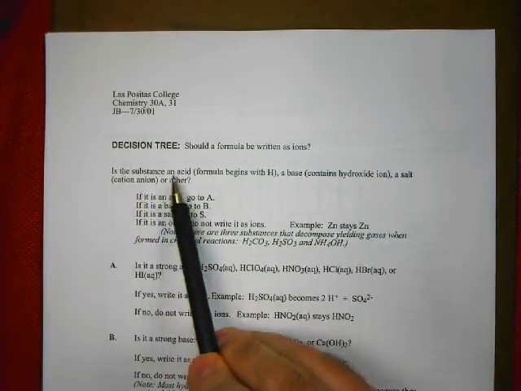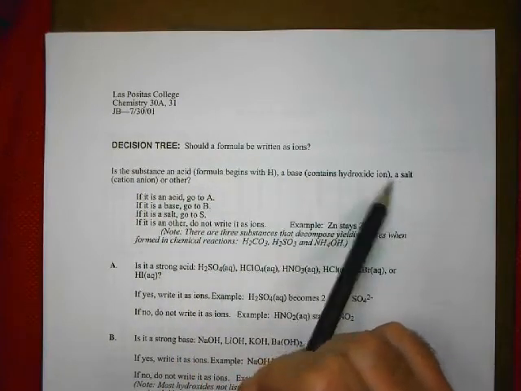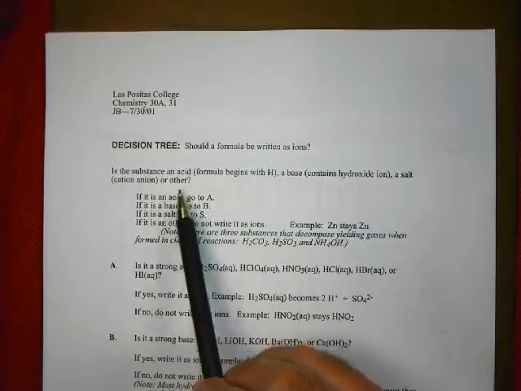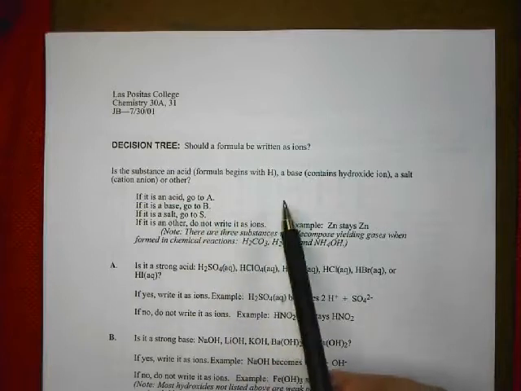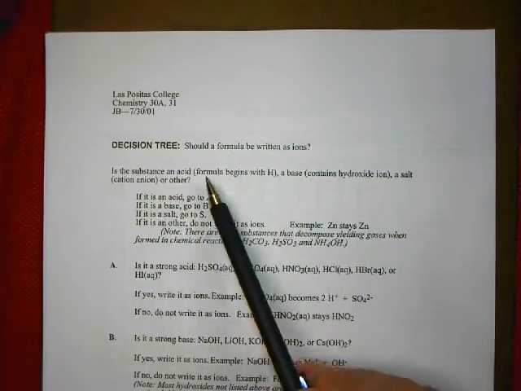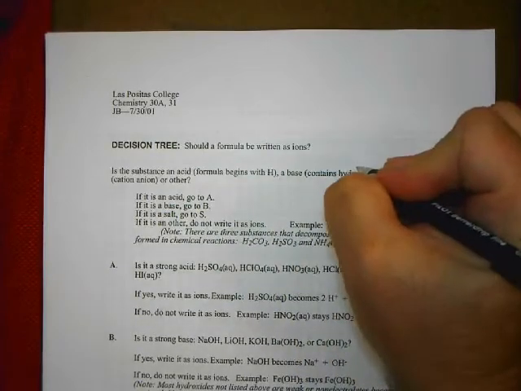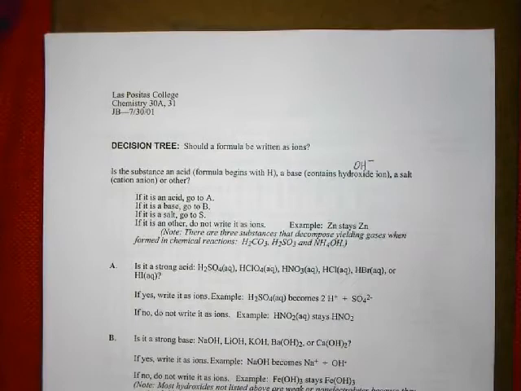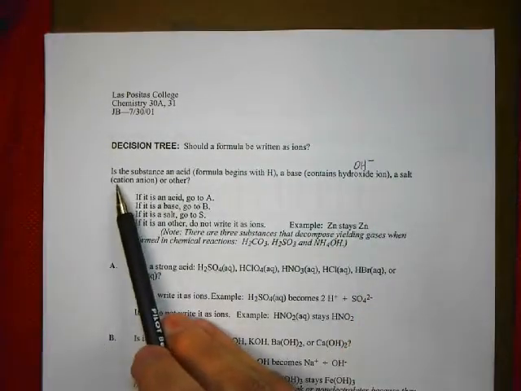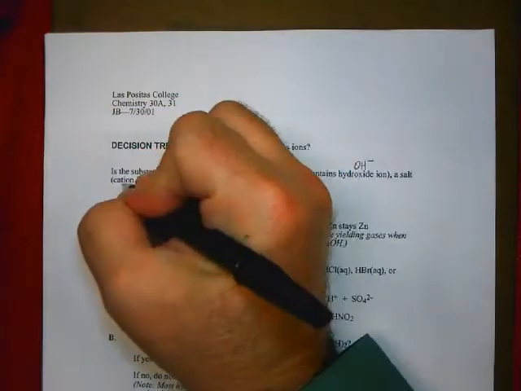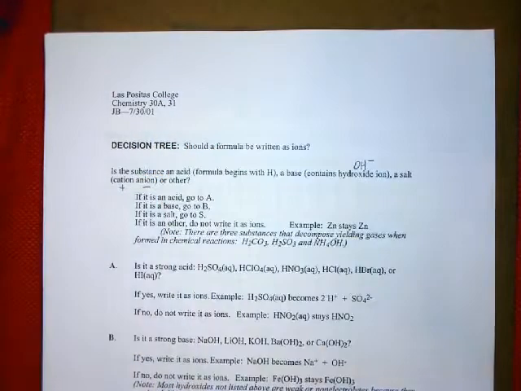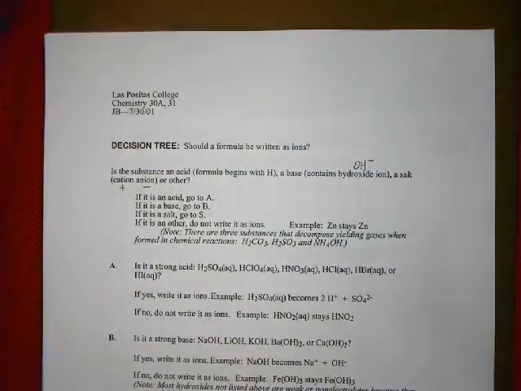Is this substance an acid, a base, salt, or other? And the other is going to be anything that is not an acid, a base, or a salt. So an acid is anything that begins with H. A base contains hydroxide ions. If you remember, hydroxide is OH minus. Salts are going to consist of a cation and an anion, so a positive and a negative ion together. And others could be anything from elements to different covalent compounds like CO2, which is a gas.